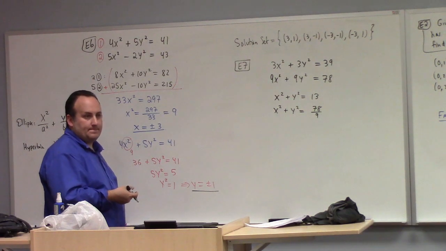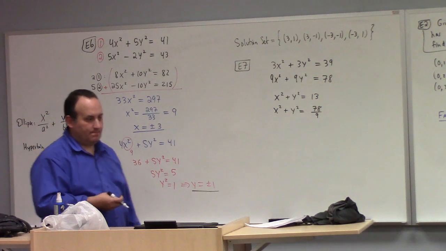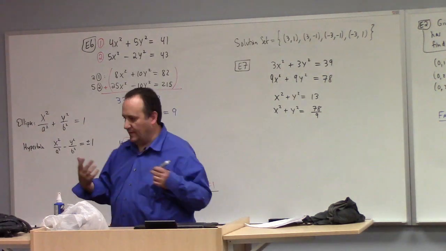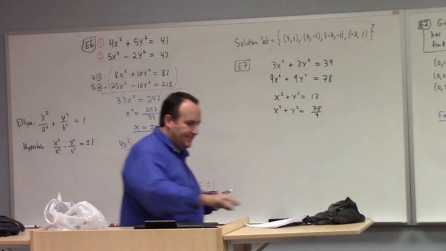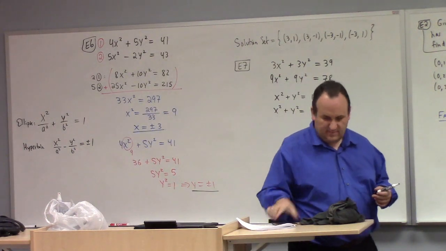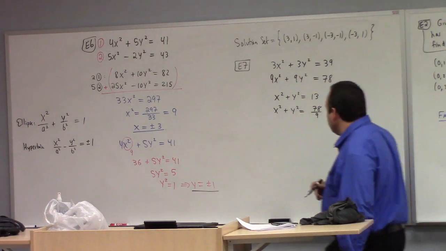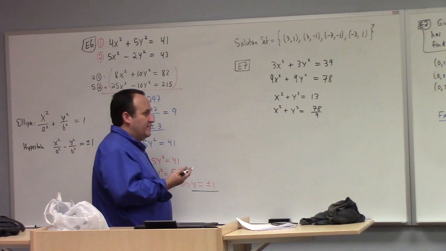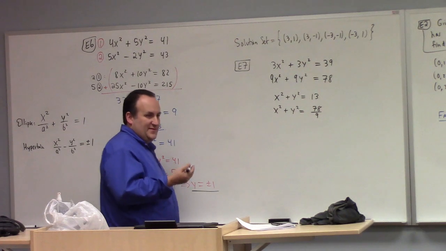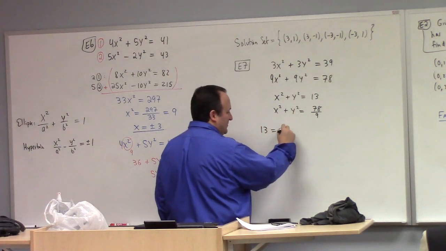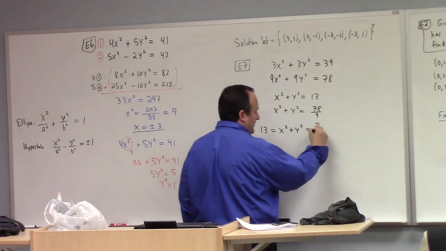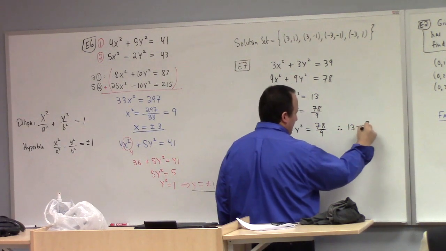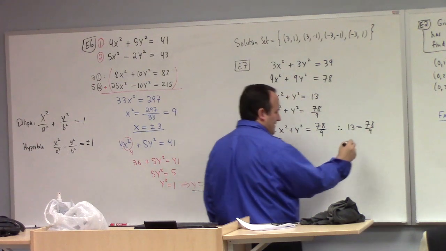So what's the solution? The question again is to solve the system. Okay, we've got two equations. They both have x squared plus y squared, right? So you've got 13 equals x squared plus y squared, but it's also equal to 78 over 9. So therefore, 13 is equal to 78 over 9. But this is nonsense, right?